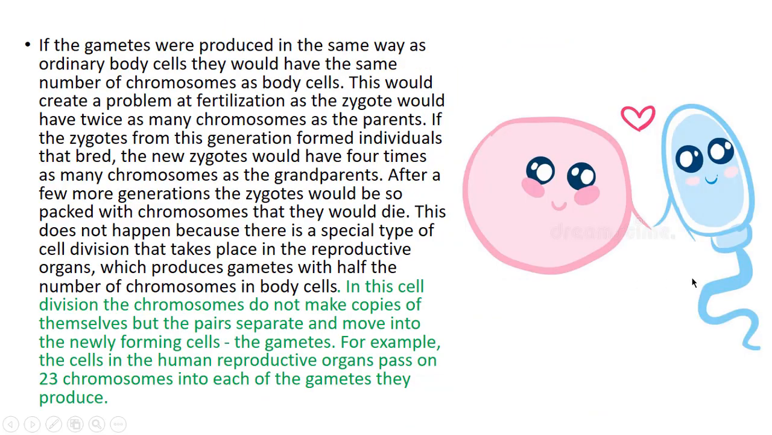So let's continue. The gametes are not produced in the same way as ordinary body cells. Just imagine if our body cells have 46 chromosomes, and if the reproductive cells were made in the same way, the new cell would get more than 46, because as you know, we get 50% from our mom and 50% from our dad. So those 50% must make 46 chromosomes.